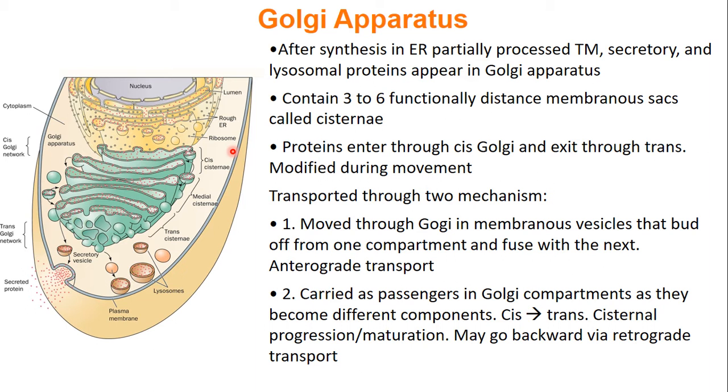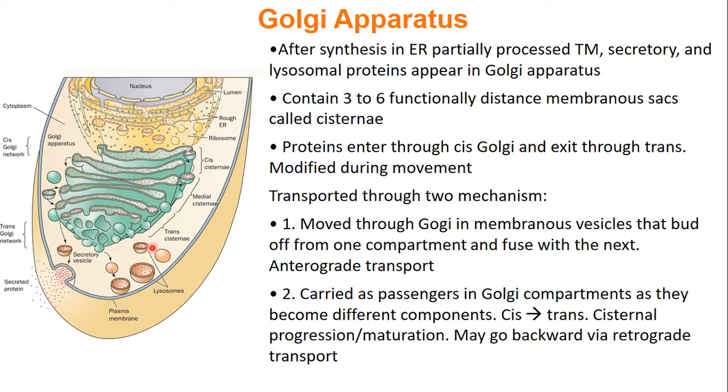The Golgi has 3 to 6 functional membrane sacs called cisternae. So we have the cis, the medial, and the trans. Proteins will enter in the cis, get modified, and exit out of the trans. And there are two different methods for transportation.